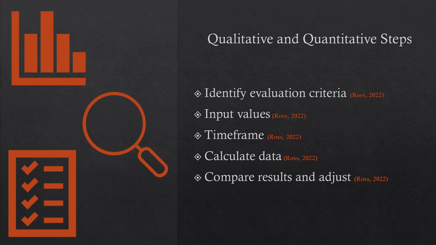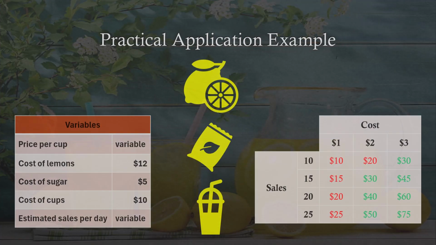For example, to demonstrate the potential of sensitivity analysis, I will simulate running a lemonade stand. First, my goal for this business is to operate net positive, meaning I must sell over $27 of lemonade. I then need to identify my variables, which will be the price per cup, cost of supplies, and estimated sales per day. I want to see how many cups I need to sell at what price to gain a profit.